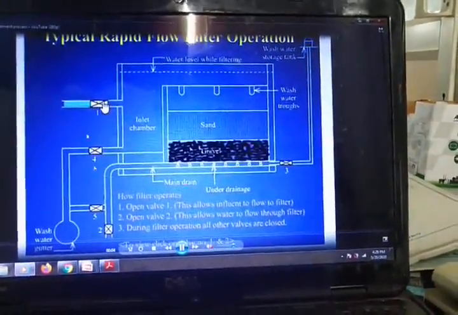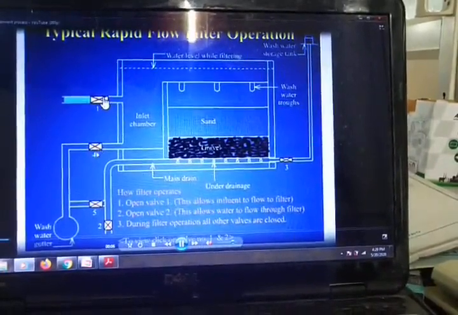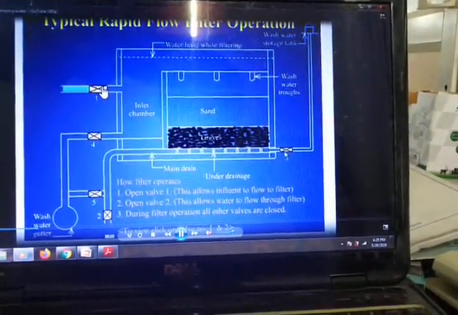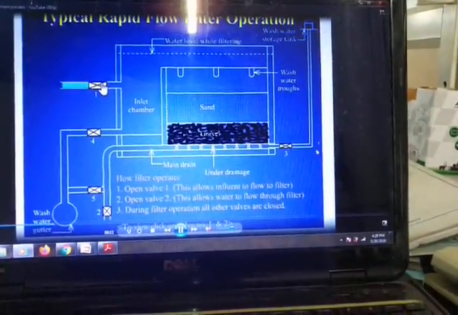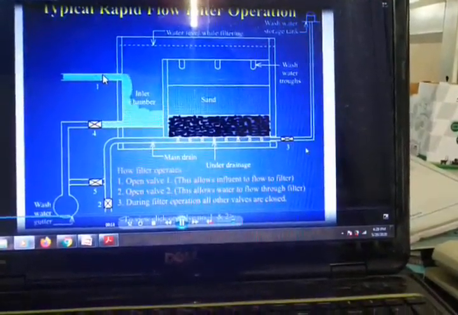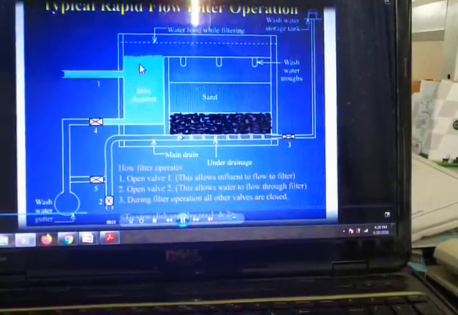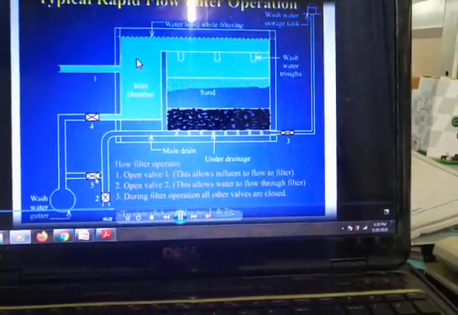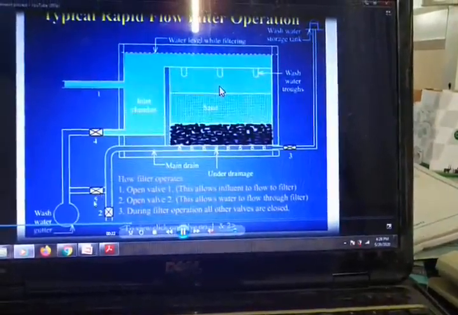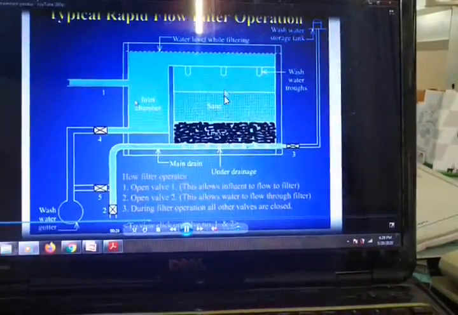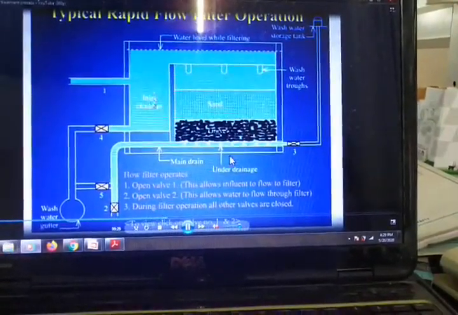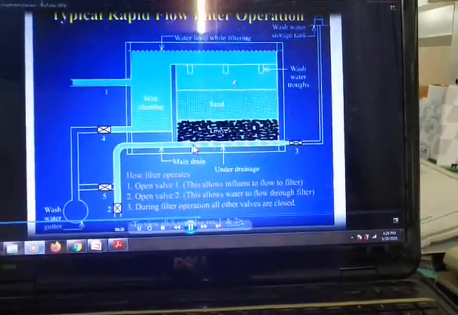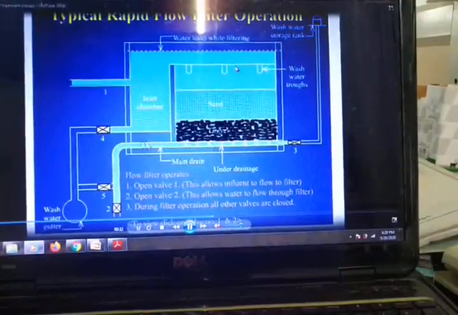Okay, so here you can see the valve V1, this valve V2, that is the outlet valve, this is valve V3, and you may also have one more valve here, that is V4. Okay, that is the backwash water valve, and you have the valve V5. Okay, so here water is allowed in the inlet chamber, and these are the troughs. Then water is allowed to stand here. Okay, this is the level of the water.